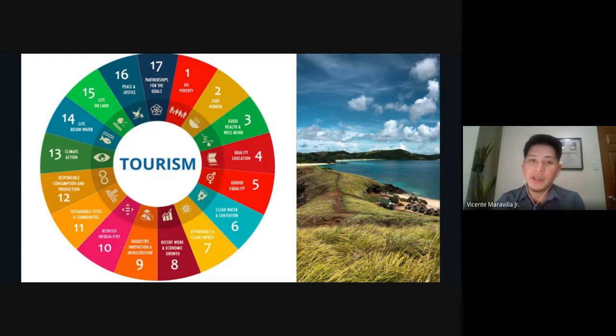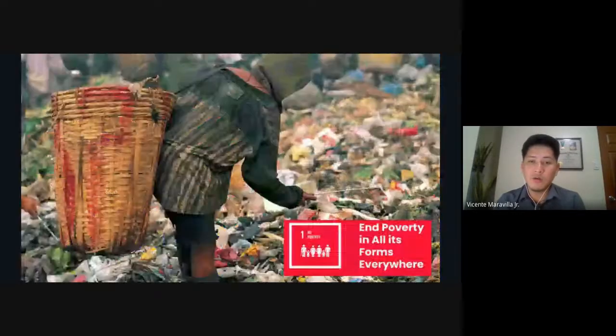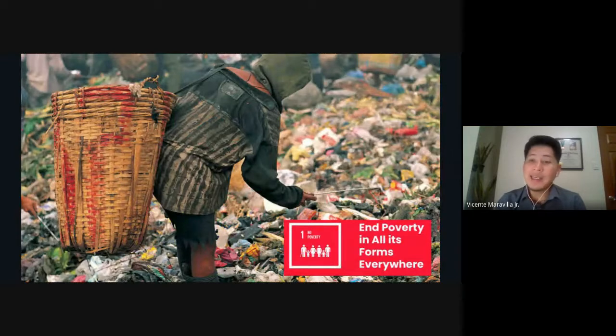So let's start with sustainable development goal number one. Sustainable development goal number one is no poverty. Tourism has been a key driver for economic performance, considering its multiplier effects to different industries, different sectors, and human resources.